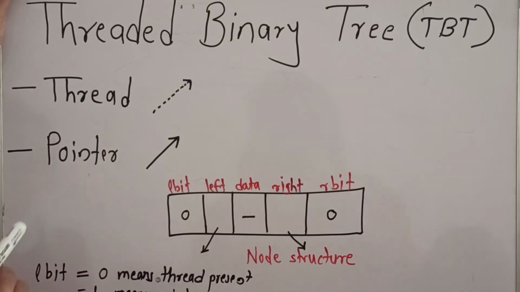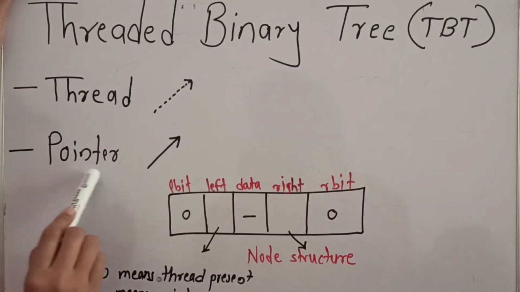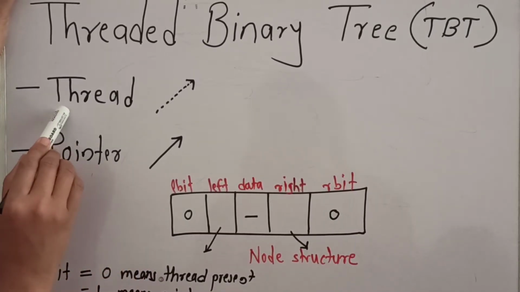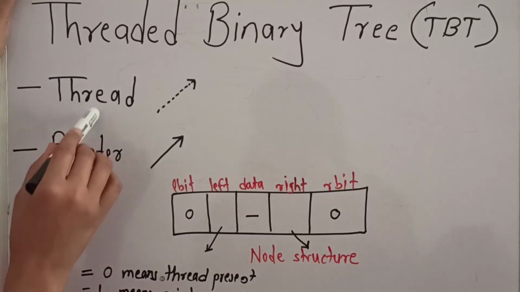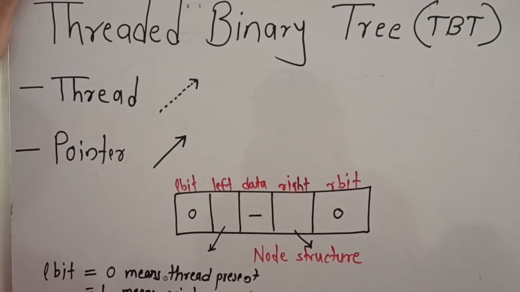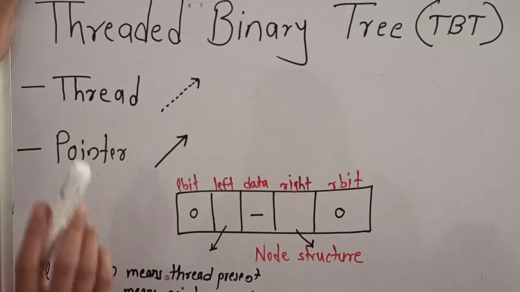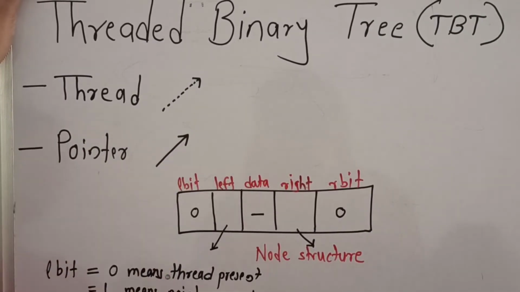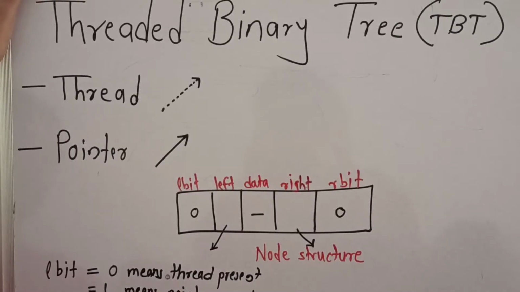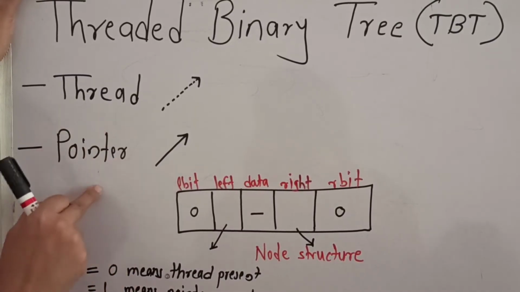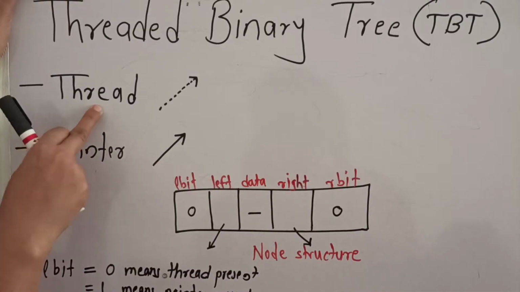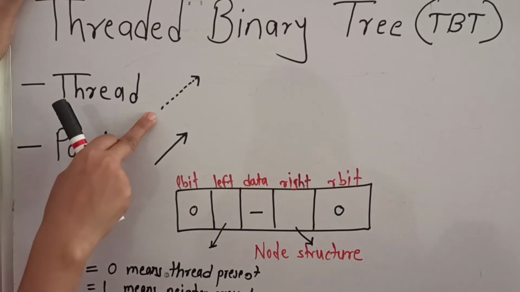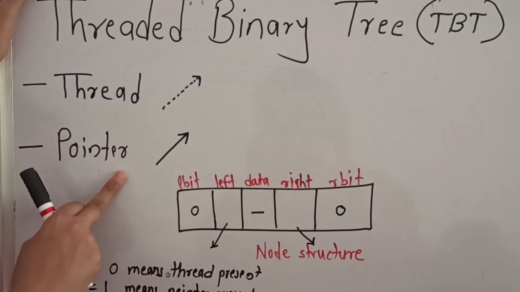If you see here, I have shown the threads and I have shown the pointers also. Where are we going to set the threads, and what is the difference between the thread and the pointer, that I will tell you now. A thread we represent with dotted lines, and pointers we represent with solid lines. Both are actually pointers, but this one we can say is a virtual pointer and this one is an actual pointer. Now, where to set these threads and where to set these pointers?